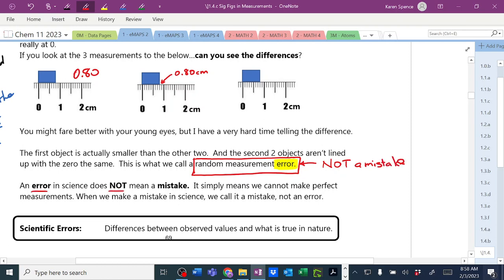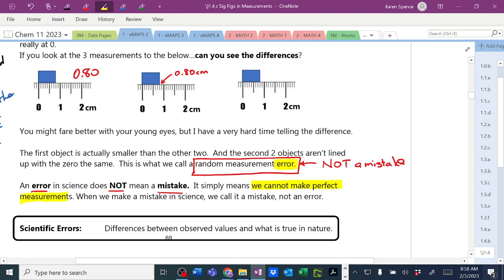Error in science does not mean a mistake. When we say mistake in science, we just say this was a mistake. It simply means that we cannot make perfect measurements. There's no way we can make a perfect measurement. Our rulers are not perfect. Somebody had to make them somewhere. They were manufactured. Super hard to manufacture everything absolutely perfectly. And our eyes are not perfect. We simply cannot see that well. So when we say there is an error, we mean that we cannot make a perfect measurement.